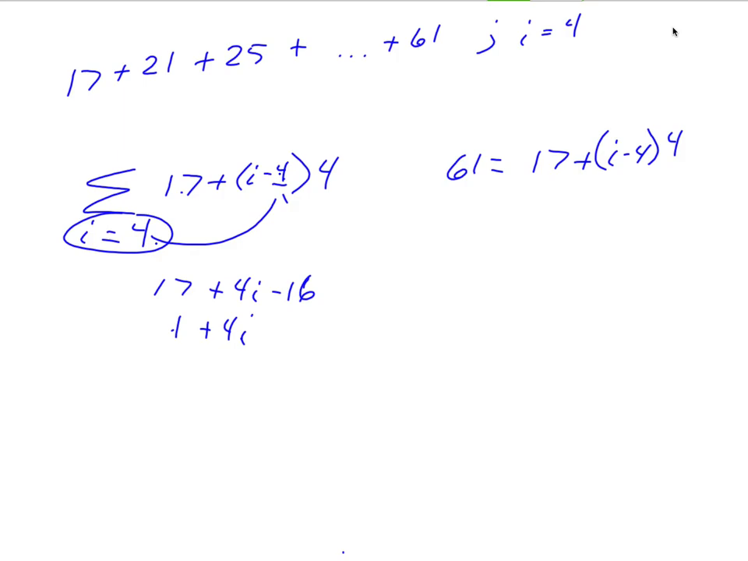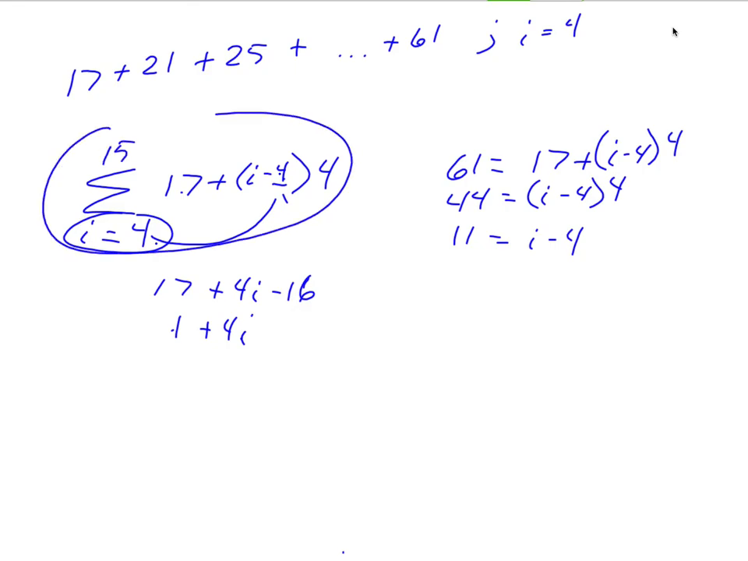All right, what do we do over here to solve? You'd subtract 17, which gives me 44. Divide by 4. And add 4, which gives me 15. So my complete answer is that right there. That's the answer I'm looking for. That's the summation notation that represents that arithmetic series.